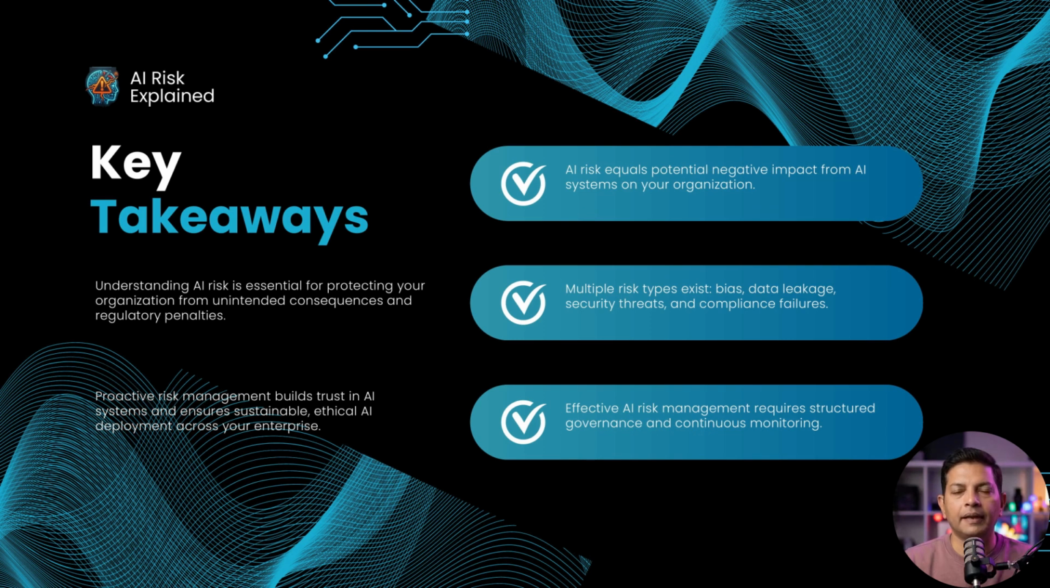So, to wrap this up, AI risk is about understanding the potential negative impacts of using AI systems. These risks can take many forms: bias, data leakage, lack of transparency, security threats, and compliance challenges. The key takeaway is that AI risk needs to be managed proactively. Organizations can't treat AI like traditional IT systems. They need structured approaches, governance frameworks, and continuous monitoring to ensure these systems remain safe and reliable. If you understand these fundamentals, you're already ahead of most professionals working with AI today.